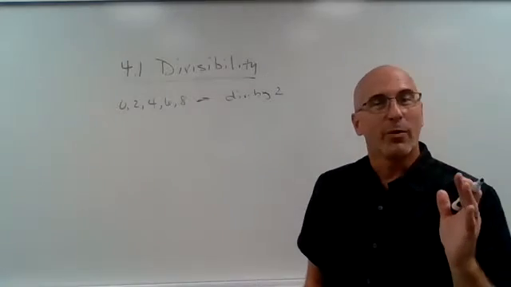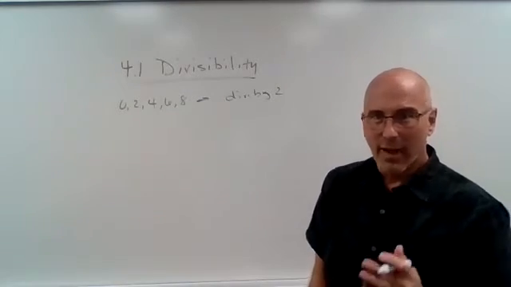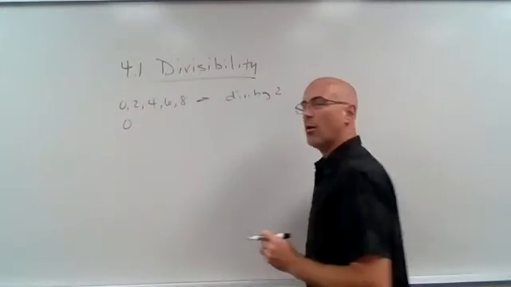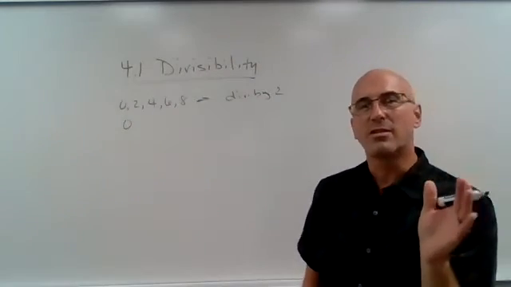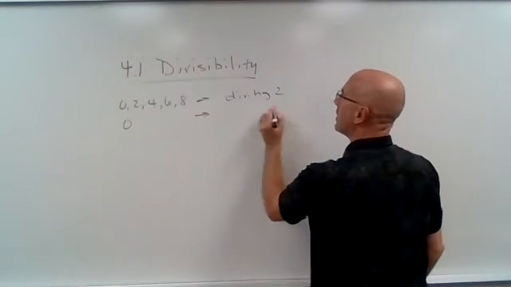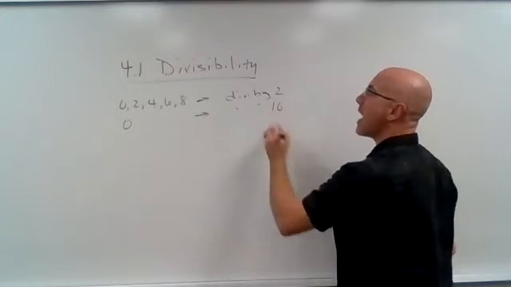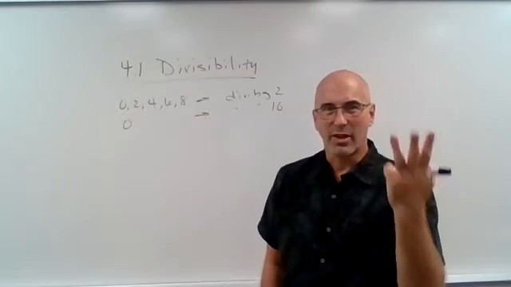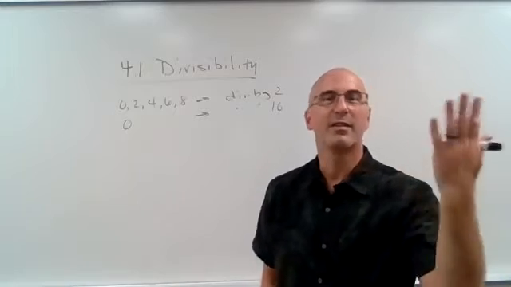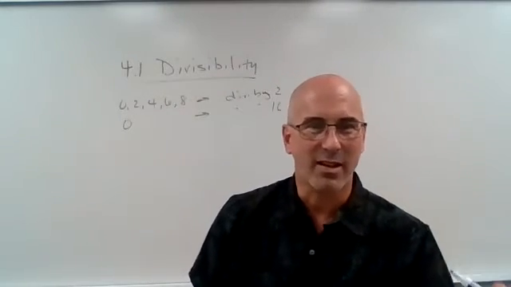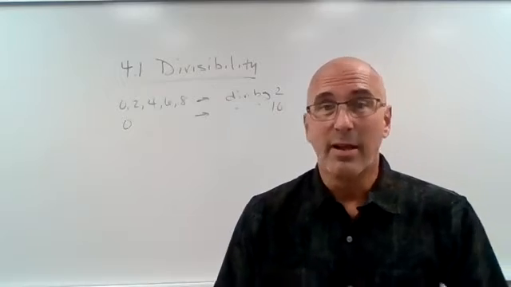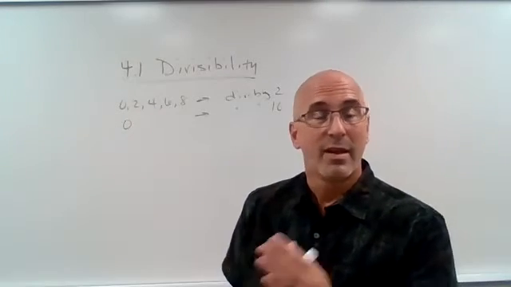Now, there's another really easy one that we have. It's if the number ends in 0. If a number ends in 0, we know it is divisible by 10. Okay, so 10, 20, 30, 40, 50, 60, 70, 80, 90, 100. All of those numbers are divisible by 10 because they end in 0.